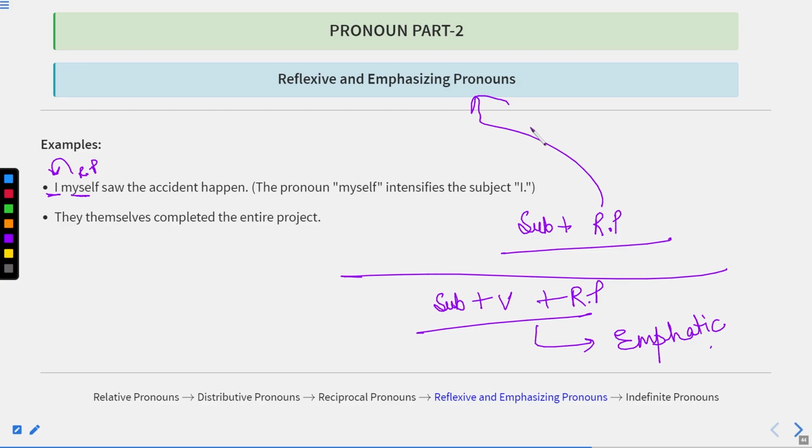or you can say it is making the subject strong, that he himself saw the accident happen. It means he is the same person. For example, if I say I myself did this work, it means I'm giving the proof that I myself did this work. It is something I'm saying with a strong effect, strong evidence. They themselves completed the entire project. So here, when we write the subject and after that the reflexive pronoun which emphasizes the subject, this is known as an emphasizing reflexive pronoun. And emphatic is when we write subject plus verb plus reflexive pronoun.